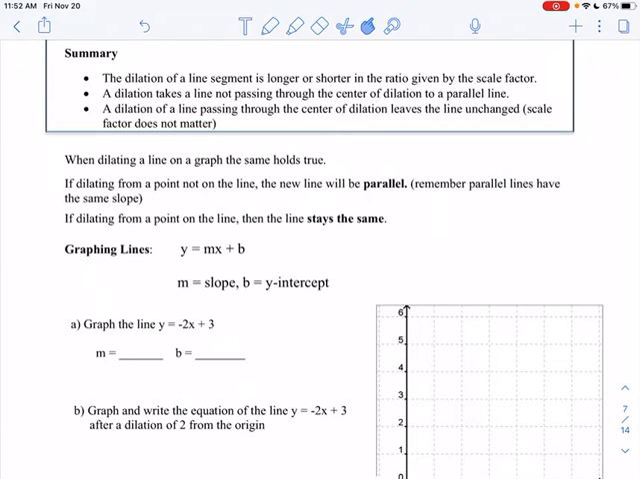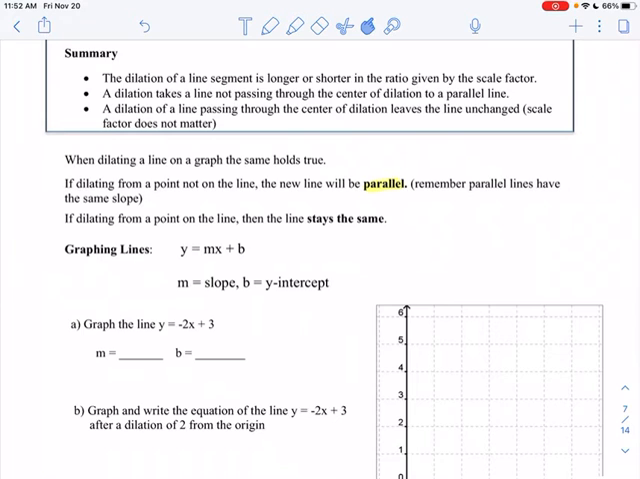And we're going to just do a quick little review of graphing y equals mx plus b. So we learned that if you're dilating from a point not on a line, the new line is going to be parallel. Remember, parallel lines have the same slope. If you're dilating from a point on the line, then the line stays the same. So those are the two scenarios, but now we're going to do it on an actual graph.